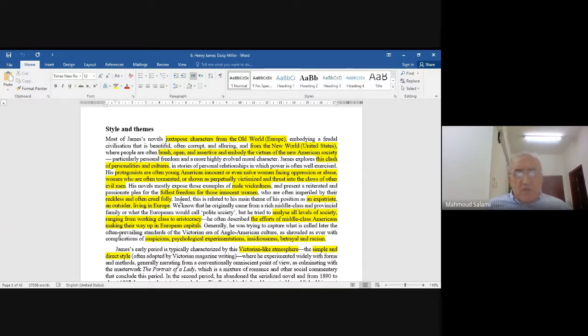So again, here we know that he originally came from a rich middle-class and provincial family, or what the Europeans would call polite society, and he tried to analyze all levels of society, ranging from working class to aristocracy. So again, here we come back to the same idea, which is very Victorian: this question of class, the clashes between the poor and the rich, and so on.